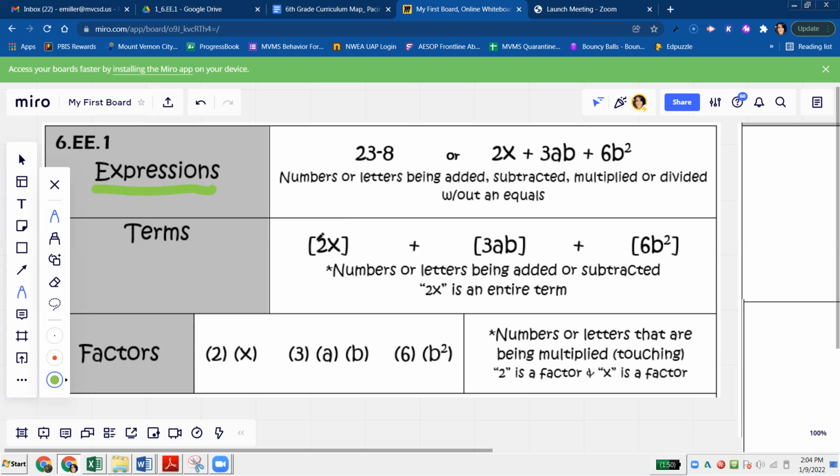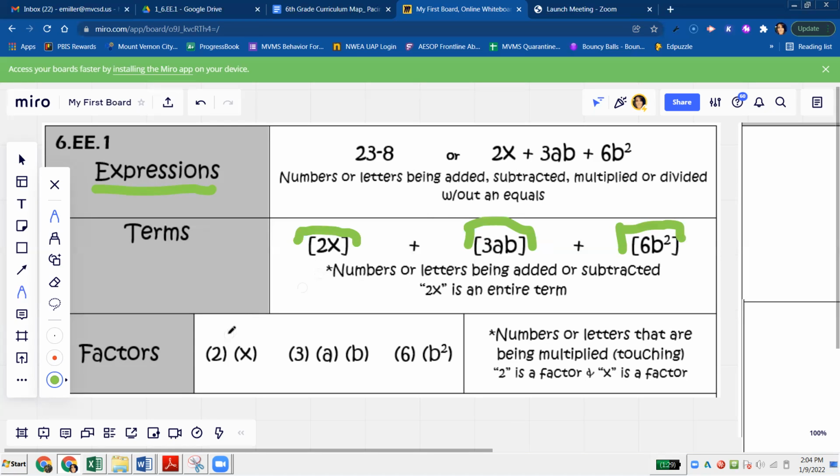Within an expression, you have terms, and terms are a set of numbers or letters, and they're being added or subtracted. So 2x is one complete term. 3ab is another term. Third term here is 6b squared. And the reason why those are terms is because they're being added. They can be added or they are subtracted.